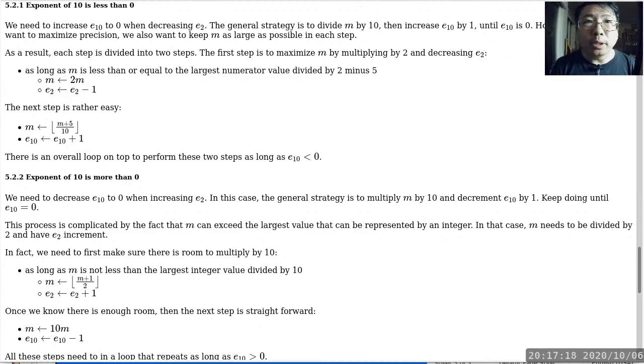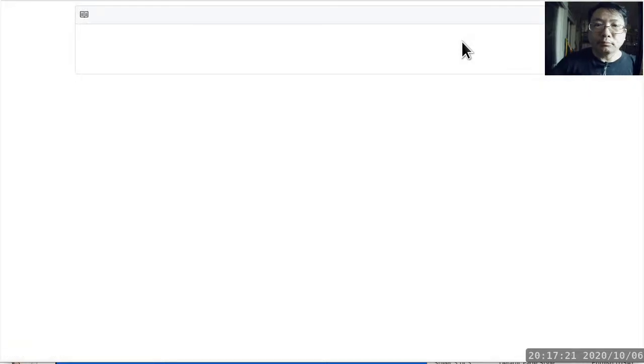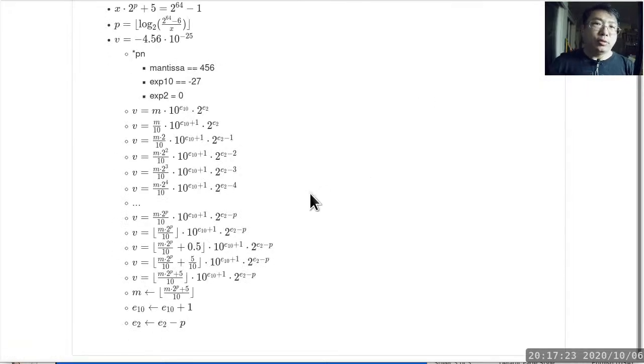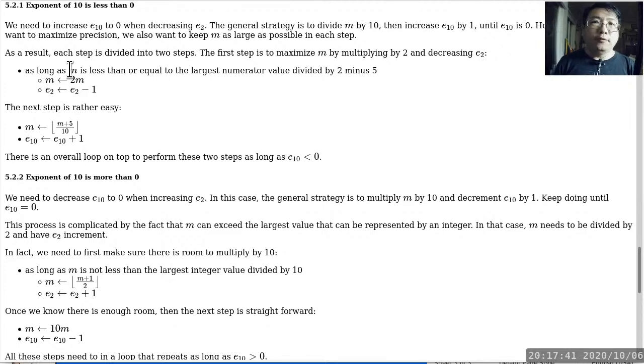The whiteboard, which is right here, is actually going to be helpful. Because what your inner loop is doing is basically saying, I can multiply m, there's room for m to double again. So this is the other thing that I should probably mention. If you translate this, m is less than or equal to the largest numerator value, which we have talked about, divided by 2 minus 5, actually that should work too.